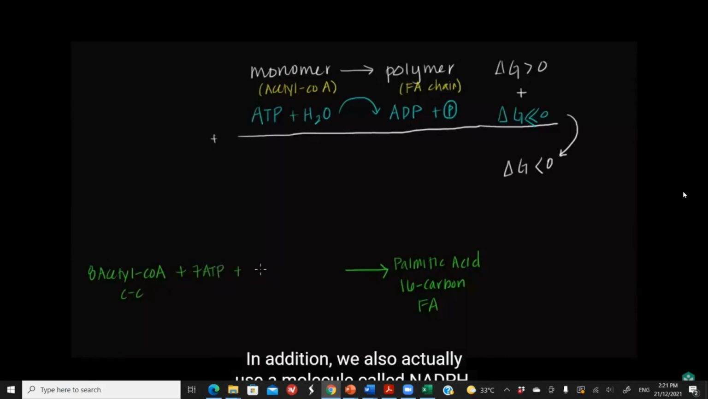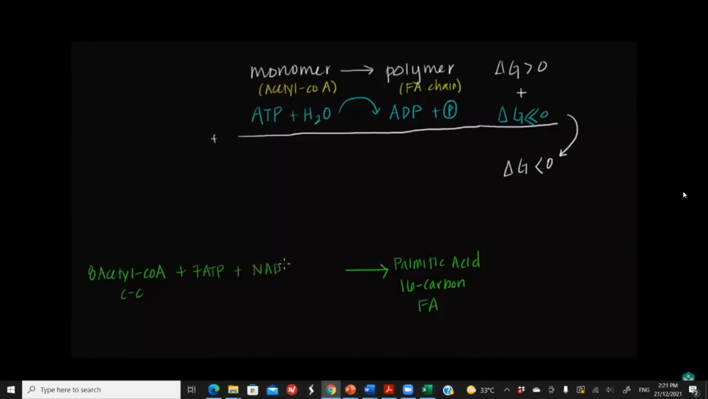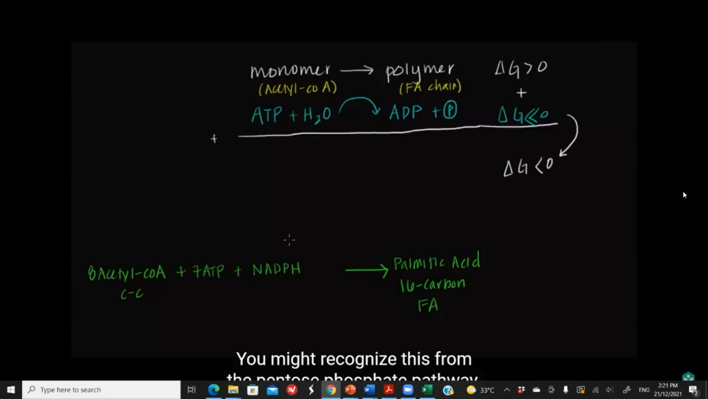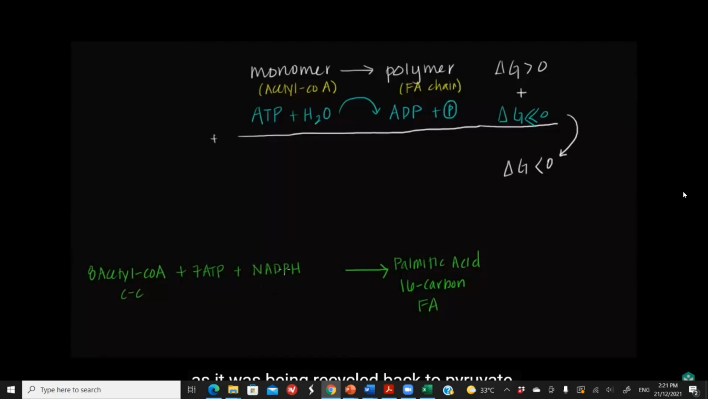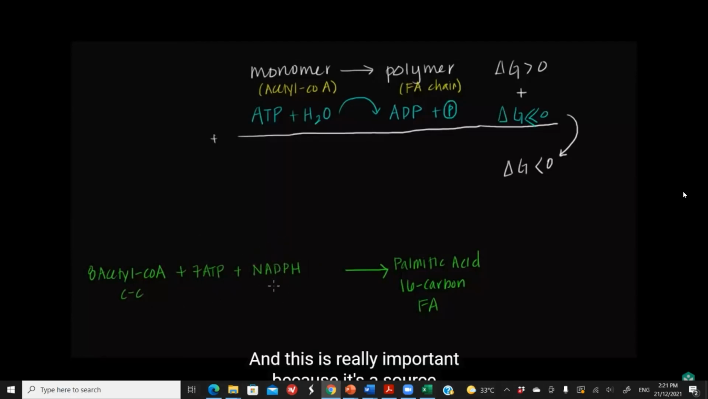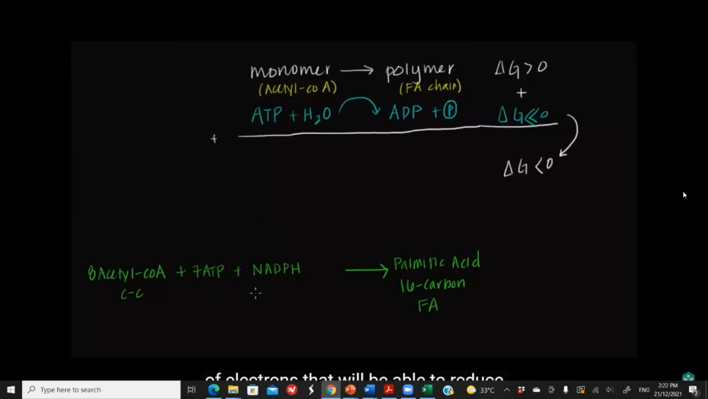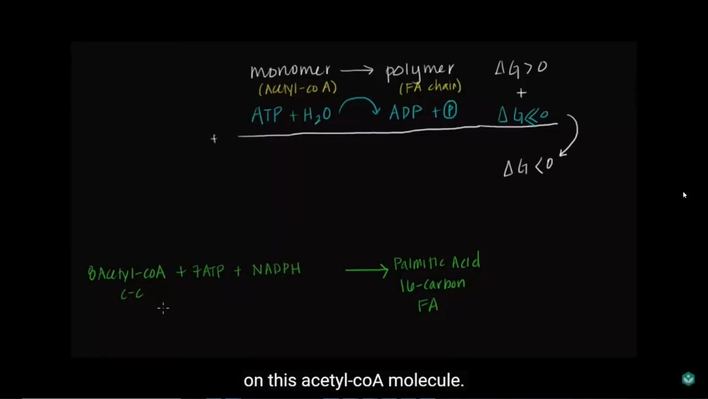And in addition, we also use a molecule called NADPH. And you might recognize this from the pentose phosphate pathway, but remember that we've also produced NADPH when we've shuttled this acetyl CoA over to the cytoplasm from the mitochondria, because remember that was done by a molecule called citrate, and citrate broke up into acetyl CoA as well as oxaloacetate, which produced this NADPH as it was being recycled back to pyruvate. And this is really important because it's a source of electrons that will be able to reduce any oxidized groups on this acetyl CoA molecule.